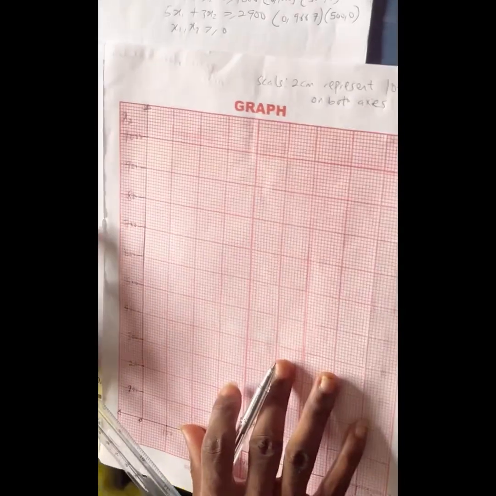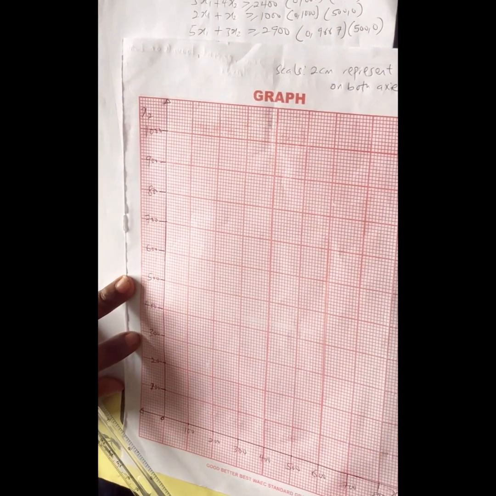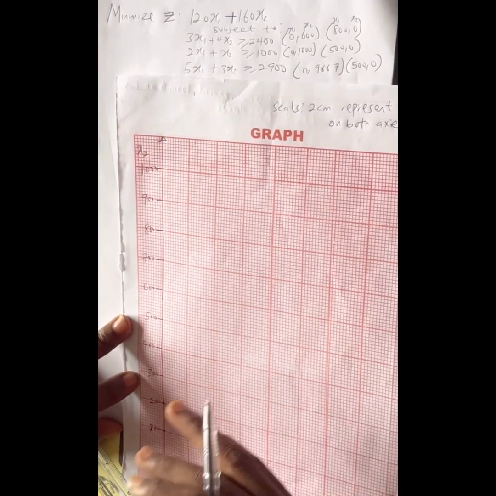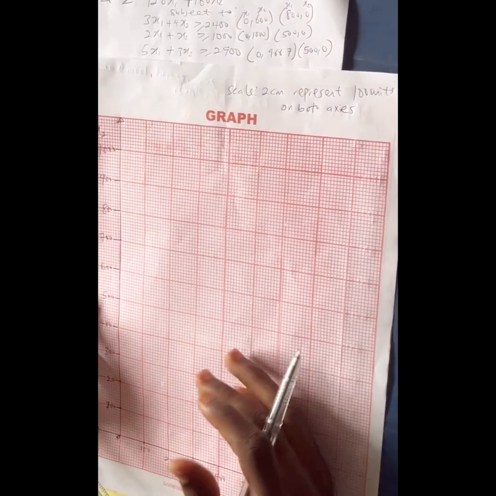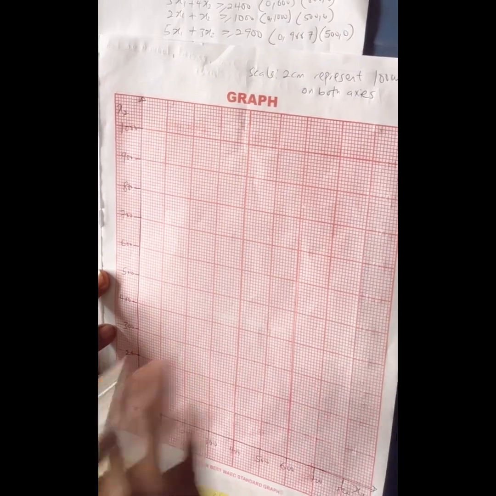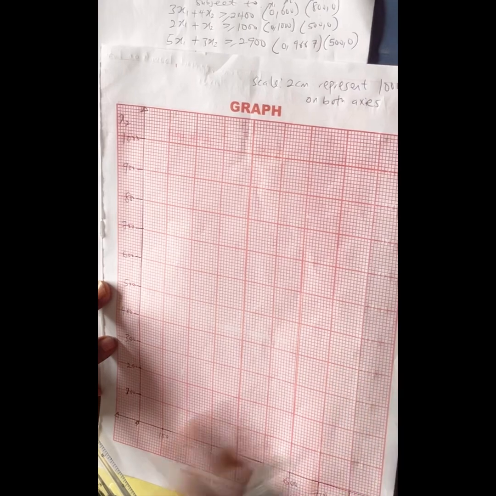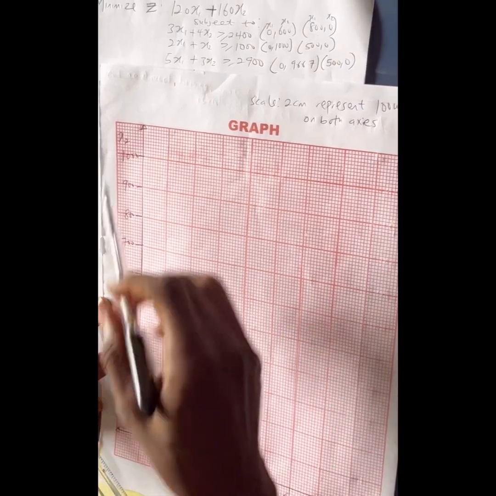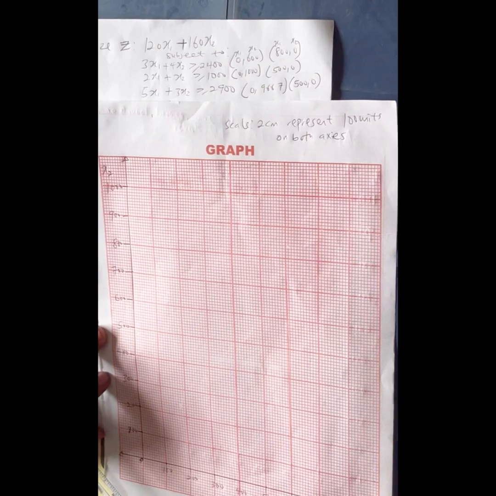If you check this, I don't have the negative part. Why? Because in a linear programming problem, our decision variables are non-negative. Since they are non-negative, we don't have the negative side of x1 and x2.